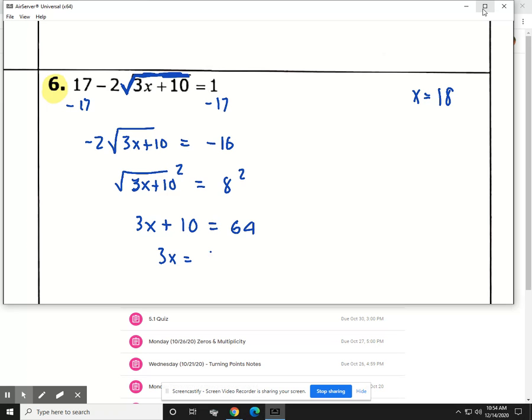Next, we're going to do what to get x alone? Subtract 10, so that's 54. And then? Divide by 3. And that's the 18. So x equals 18. Again, use your calculator if you like.